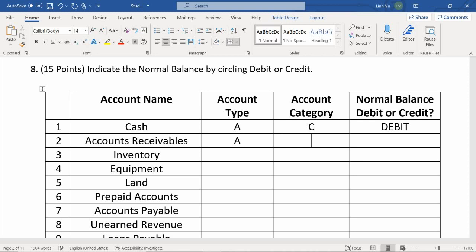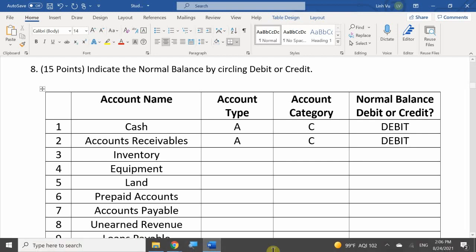Now, what kind of asset would it be? It's current. Definitely current, because if someone owes you money, you can go right to their door and say, hey, you owe me money, give me money now, right? And what kind of balance would it have? Debit. It would have a debit balance. Good. Okay. Next one is going to be inventory.